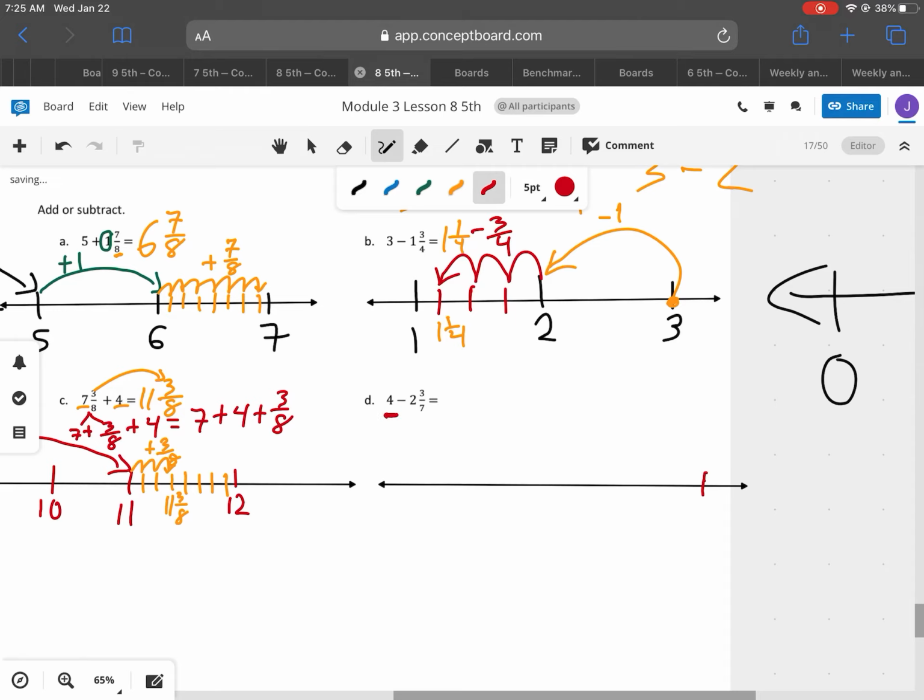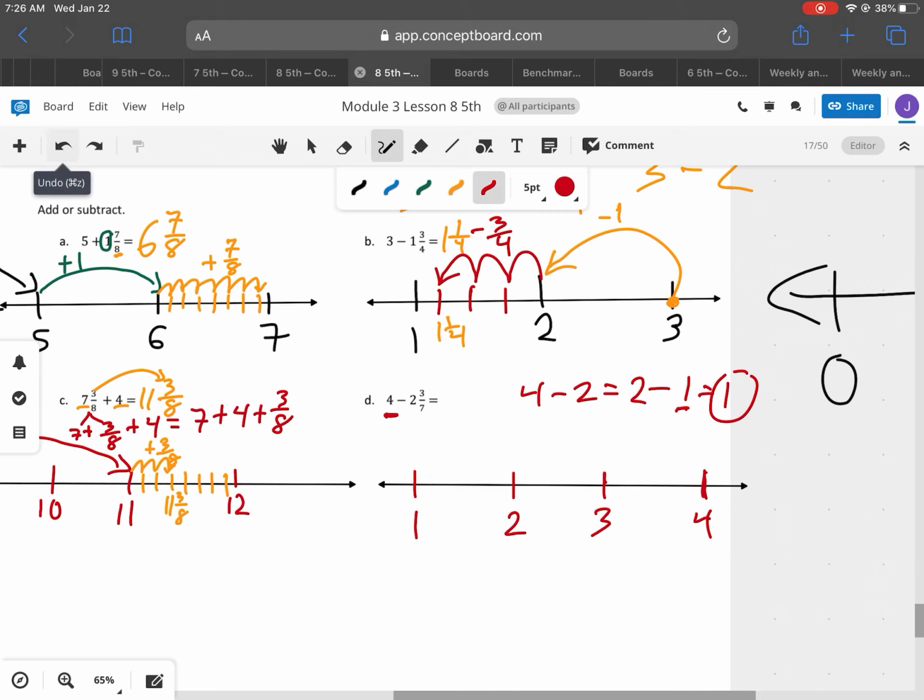4 is the first number, so I'm going to start off with my 4 right here. All right, now I know that 4 minus 2 equals 2, and I'm going to subtract one more, and that's going to tell me that I should go up to the number 1. So there's 4, 3, 2, 1. All right, why did I subtract one more? Well, I have 3/7, and that's less than 1. So it's going to be in between right here, my answer.